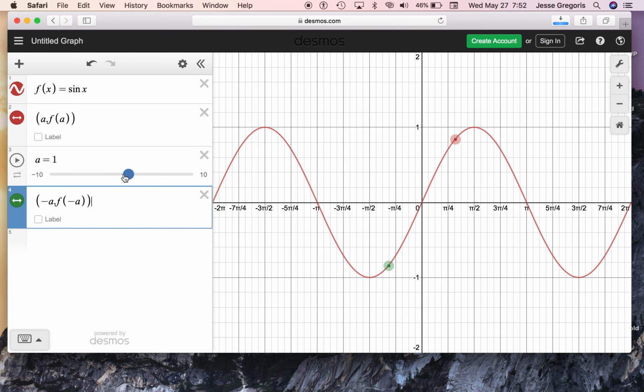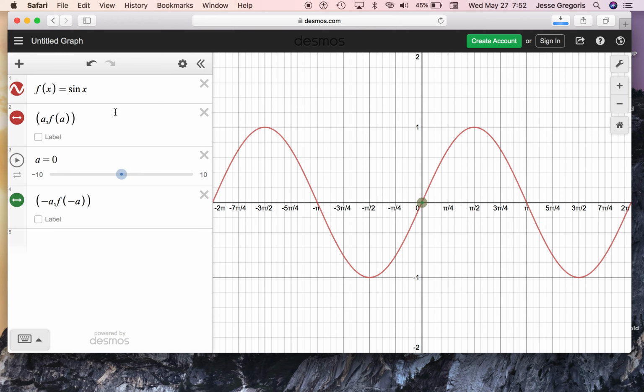So now, as I move this point a around, so there it is at 0, containing the origin, as I move it out, and you can see the red dot moving to the right, the green dot moves the same distance out and down. So these points are mirrored, moving away from the origin. This is exactly the behavior that you would expect to see in an odd function. So graphically, sine is odd.